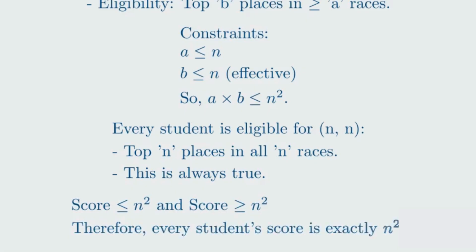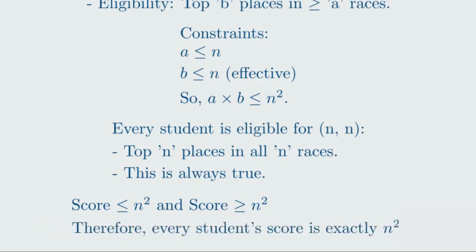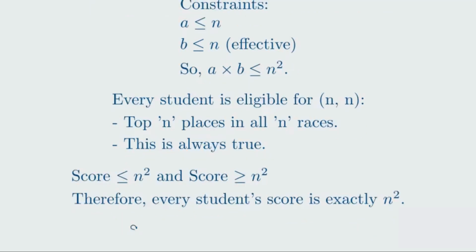Finally, the problem asks for the maximum possible sum of all scores. Since every student's score is fixed at N squared, regardless of the race results, the total sum is simply N times N squared. This gives us our final answer, N cubed. And with that, we have solved the problem. You are now able to analyze a complex scoring system by breaking down eligibility, bounds, and demonstrating the inevitability of the maximum possible score. Great work!